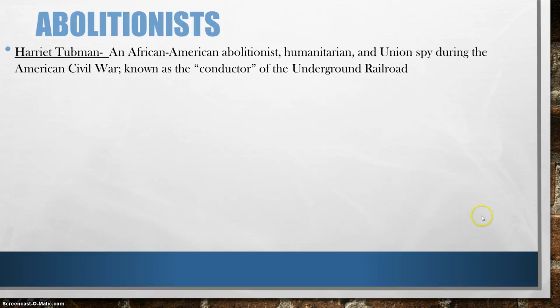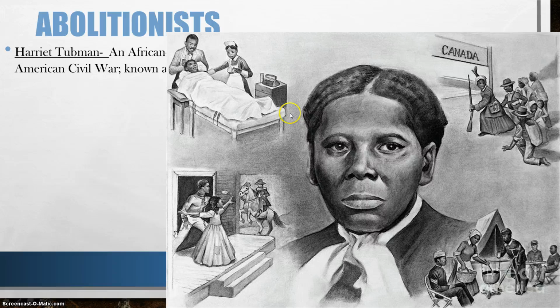All right, and then our last group of words are the various people, the various abolitionists. So Harriet Tubman, you guys have talked about her in terms of the conductor of the Underground Railroad, but she does so much more. So here she is, leading people on the Underground Railroad. But she helped out a lot during the Civil War. She helped out in terms of nursing people. She helped out as a spy.